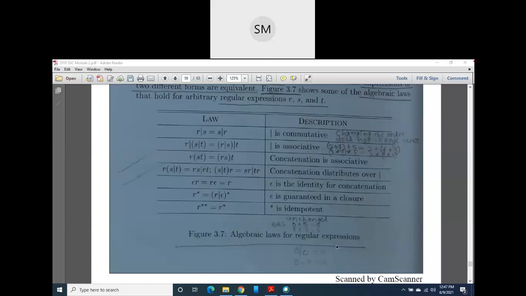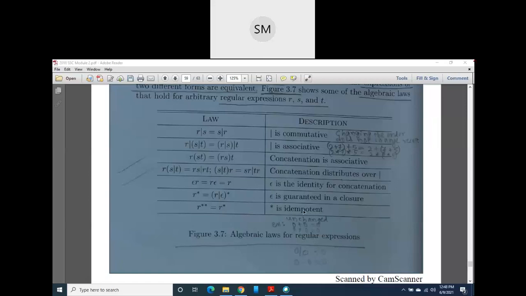Okay, so for example, if you add 0 with 0, then again you will get 0. So plus is idempotent here, and 0 times 0 is 0, 0 divided by 0, and 0 minus 0 is 0. So these are all idempotent. If anything is not changing, if we apply the operation to our regular expression and the result is not changed, then it is called idempotent.